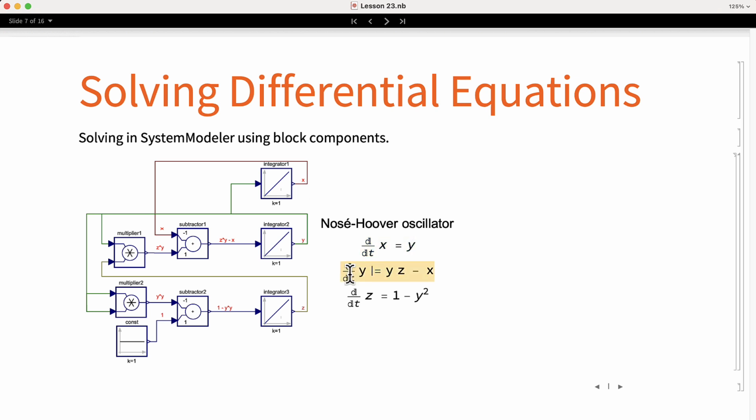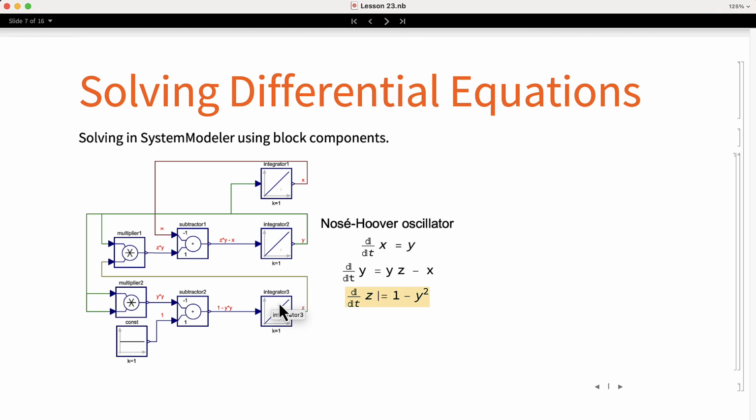To calculate the derivative of y, we need to multiply y times z and subtract x from the result. We take the value of y and z from the integrators and we connect them to the multiplier. The result is connected to a subtractor and we connect the other input to x. For the third equation, we take y and multiply it by itself using the multiplier 2, and we use the subtractor to obtain the operation 1 minus y squared, and that goes into the integrator 3.